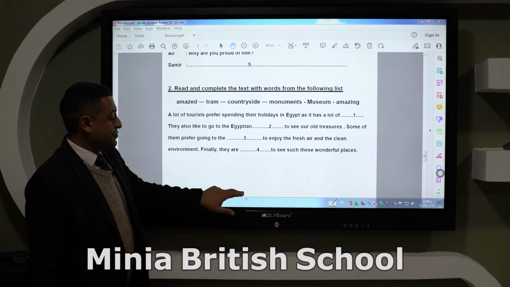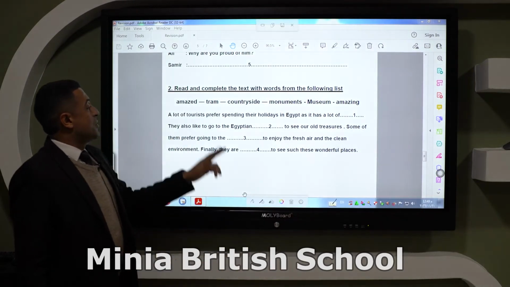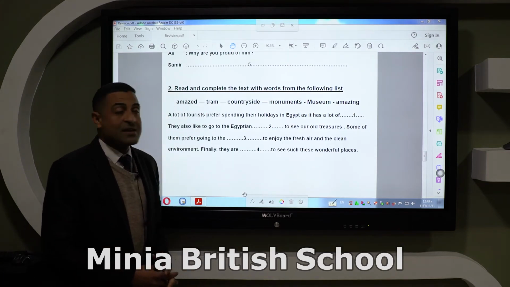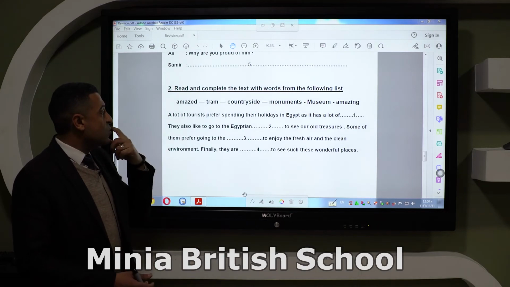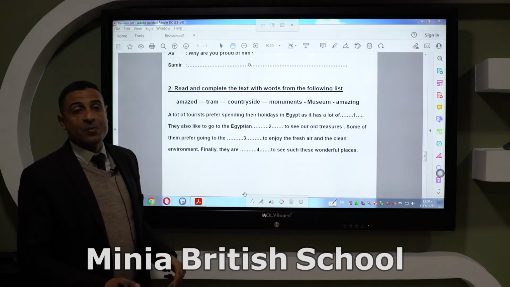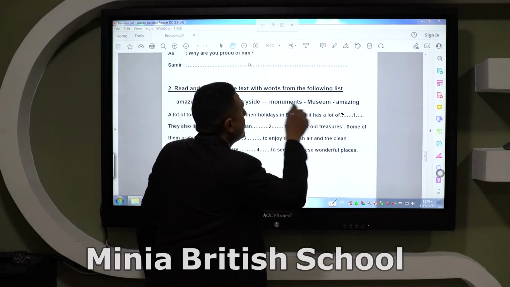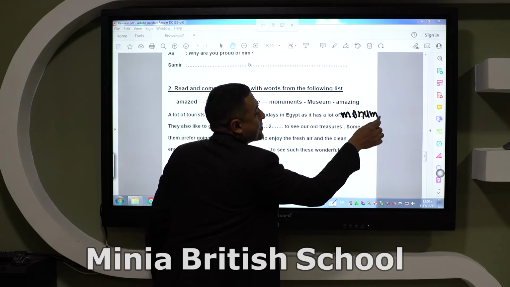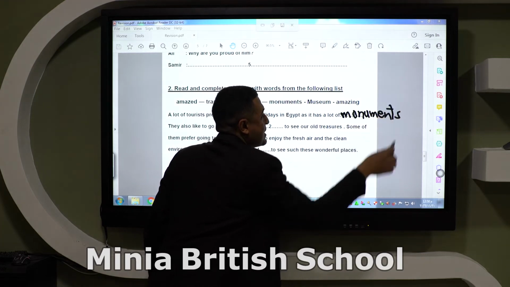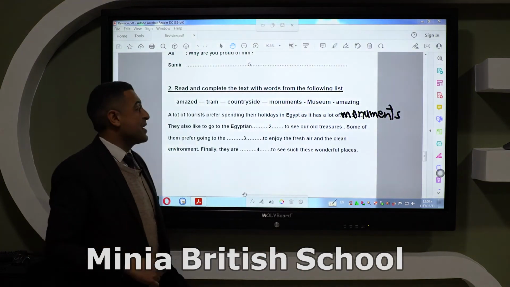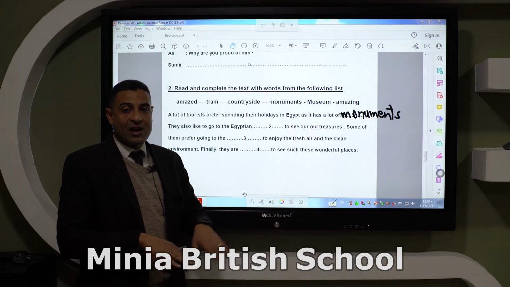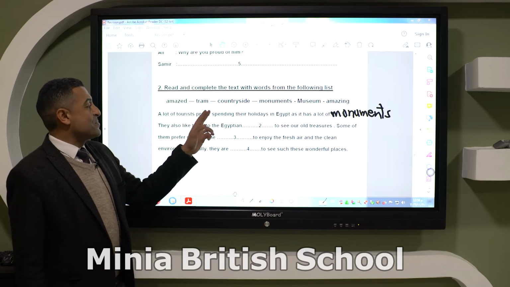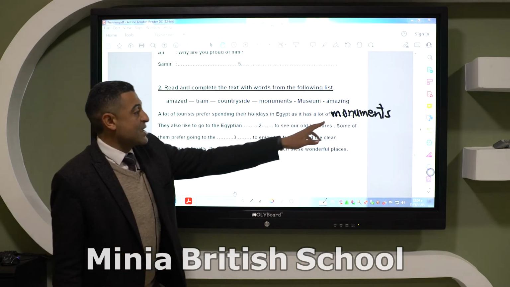So here, first, a lot of tourists prefer spending their holidays in Egypt as it has a lot of, so here I have to use a noun which is in its plural form, so a lot of monuments. So I can't say museum, because museum is just one, it's a singular noun. Here I have a lot of monuments. A lot of tourists prefer spending their holidays in Egypt as it has a lot of monuments.